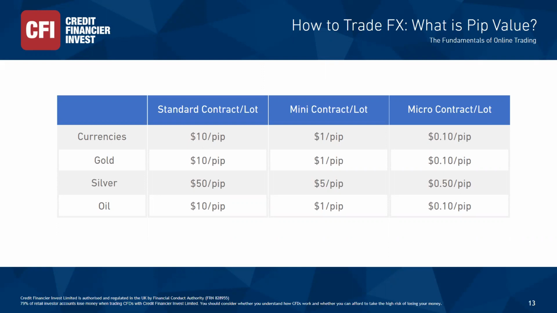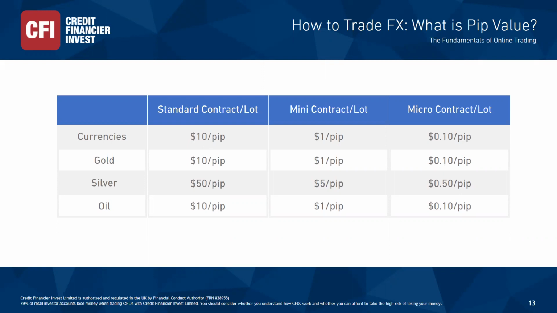Again, the denomination of the pip value will be based on the counter currency. So if your counter currency is the Japanese yen, then in the previous example I gave you, it would not be $10 for the standard contract. It would be 1,000 yen for that standard contract, then 100 yen for one mini contract and 10 yen for the micro contract.